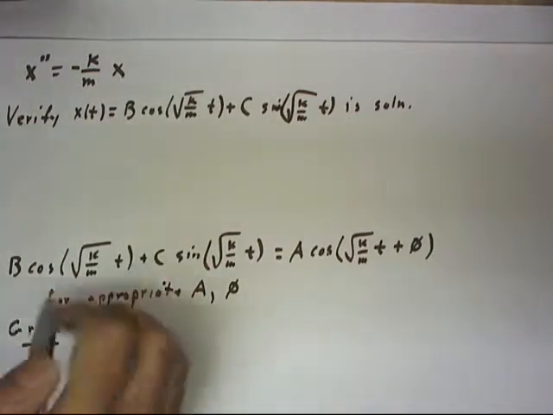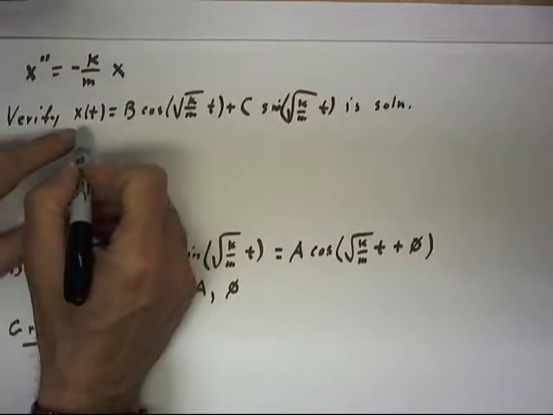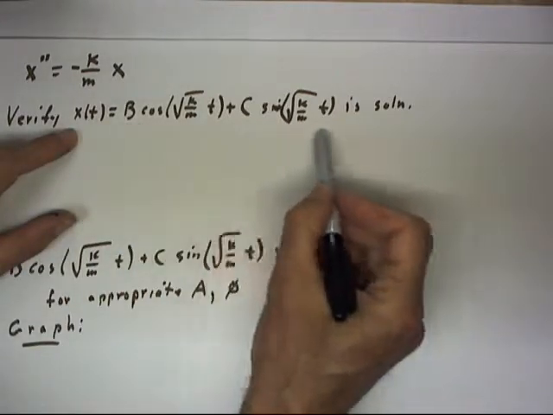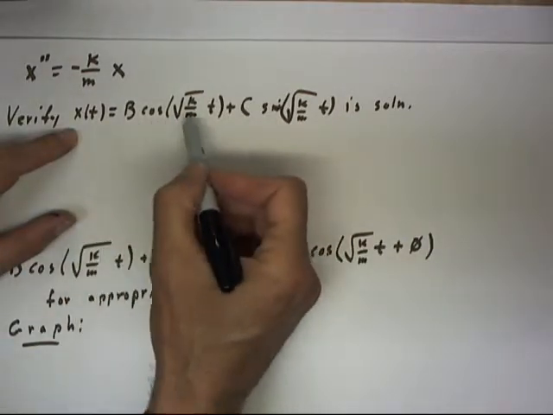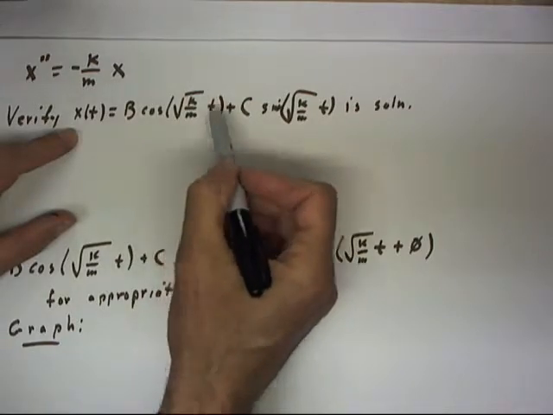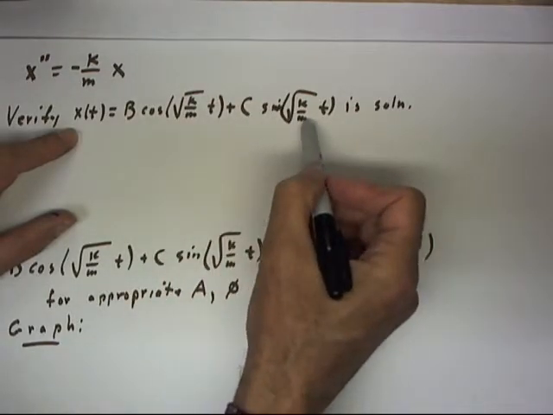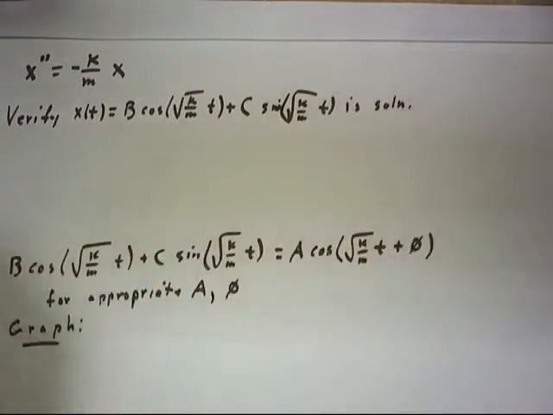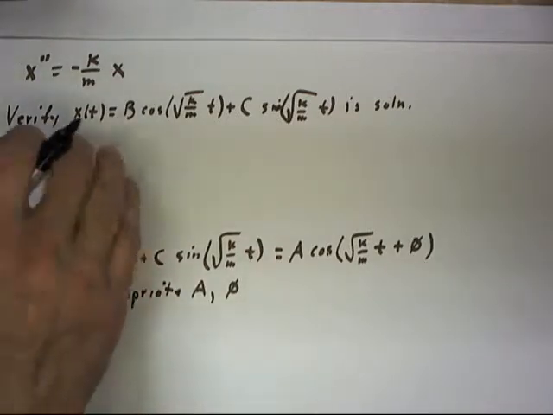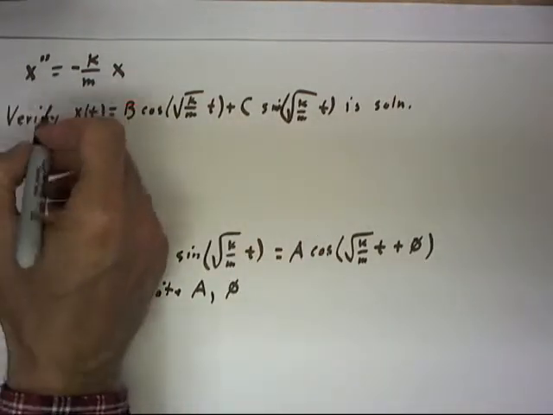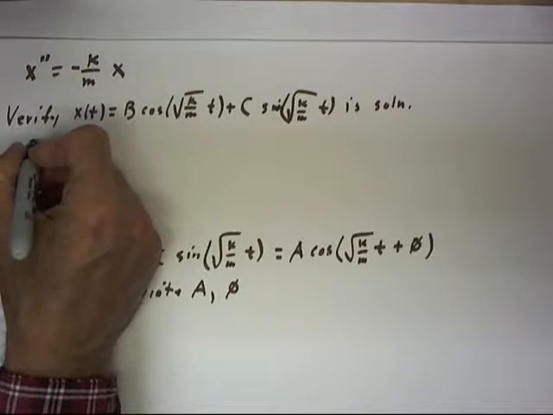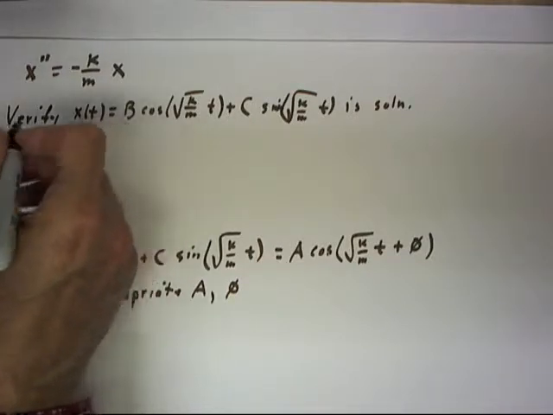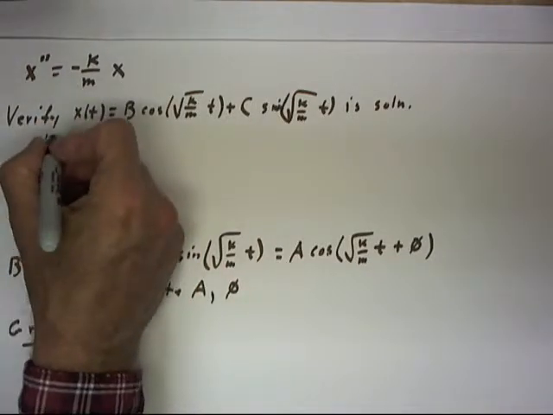So we want to verify that the function x of t indicated here, b times the cosine of square root of k over m t, and c times the sine of the same inner function, is a solution to this equation. So in order to verify this, let's just go ahead and evaluate x double prime. Now first we have to evaluate x prime. We take our derivatives one at a time.